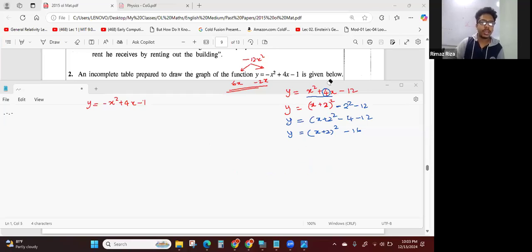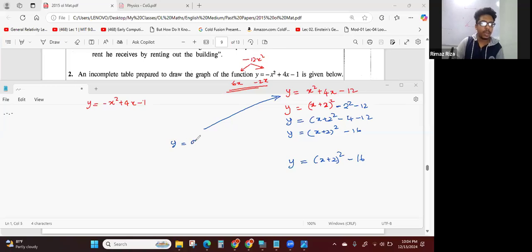So the same function I have written in a different form. The y equals x squared plus 4x minus 12, I have written in another form: x plus 2 squared minus 16. So here I have written y equals x plus 2 squared minus 16.